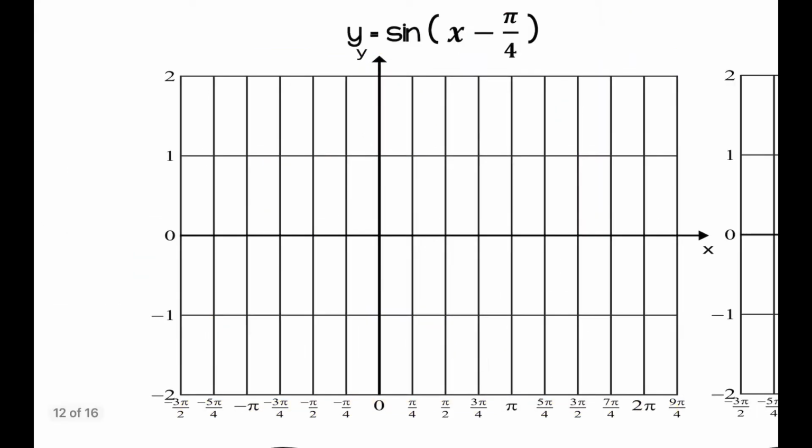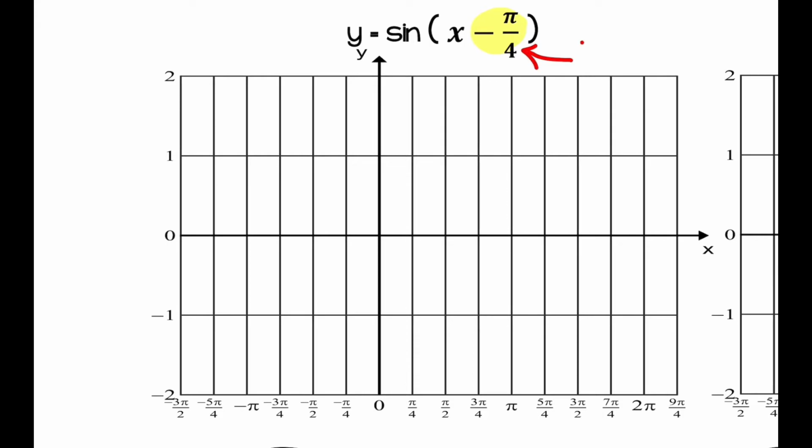Okay, the next graph that we're going to do is y equals sine x minus pi fourths. So a couple of things to notice. First of all, we're using x instead of theta. That's perfectly fine. Again, it's just an input variable. Okay, the next thing, something like this was not mentioned on our definitions on the previous page, but we have seen something like this before.